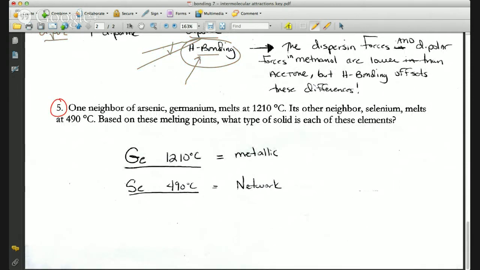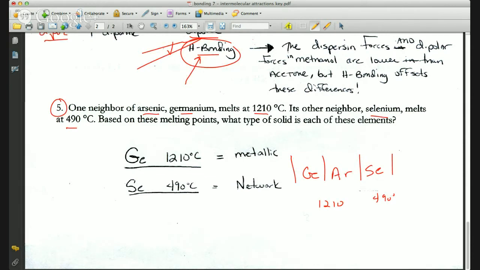We're at the point now where we're talking about types of compounds. We have arsenic, germanium, which melts at 1210. Its other name is selenium, which melts at 490. So we're going across the periodic table. We have arsenic, we had germanium, and then selenium, so we're on the same N number here. So why are we going from 1210, I guess these are about the same thing, and then 490? Why is there a huge drop off?